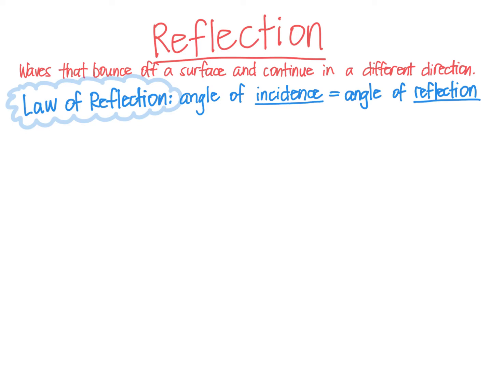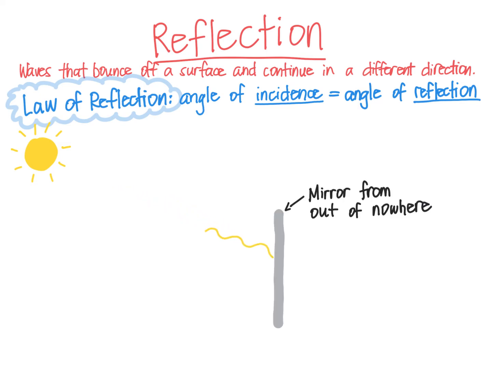The law of reflection states that the angle of incidence equals the angle of reflection. Here's what that means. Here's the sun, and it gives off all these light waves. Here comes a light wave. It's about to bump into this mirror. Here is an imaginary line perpendicular to the mirror. We'll call that the normal line.